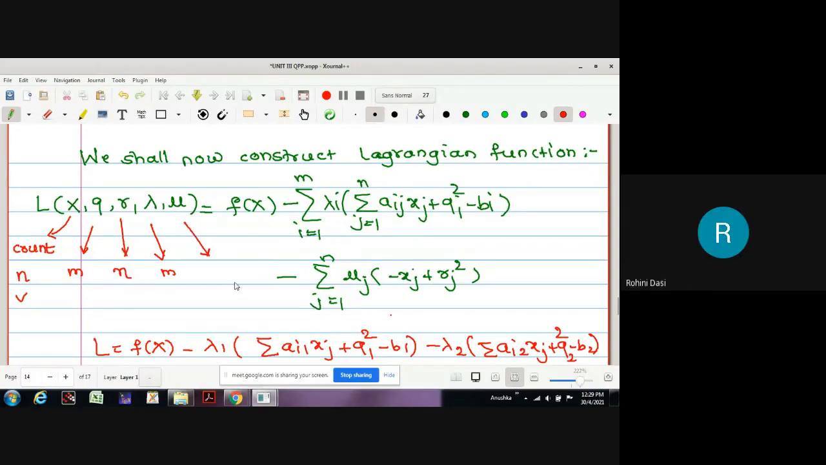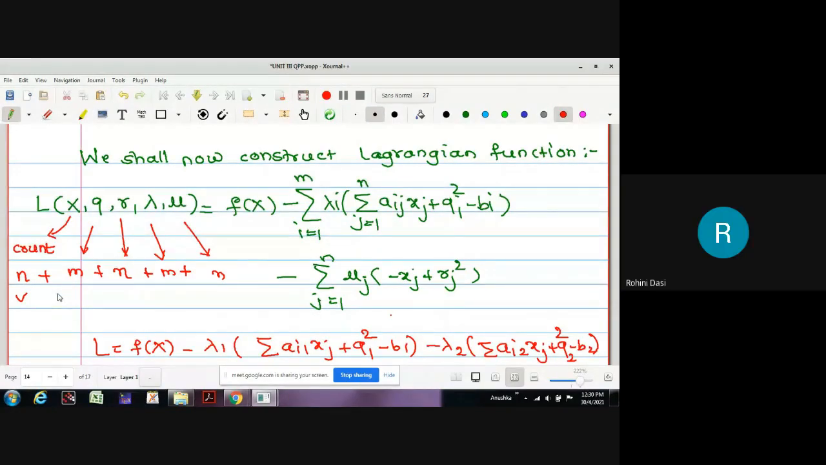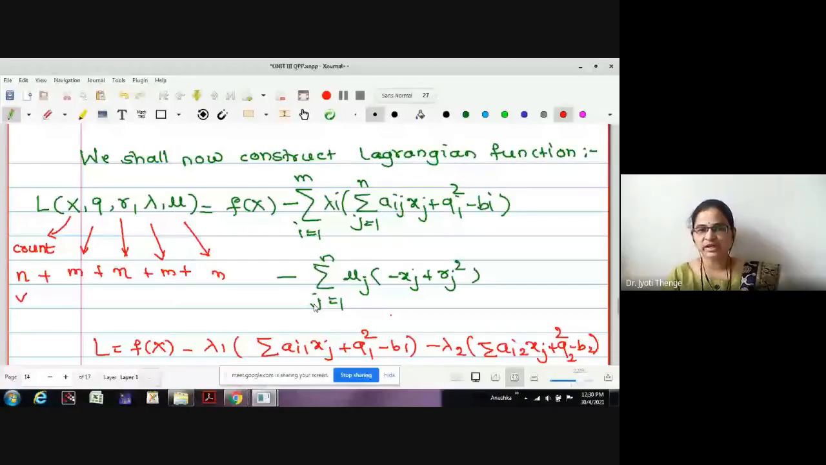N. Yes, it is N. These many number of variables are there in your Lagrangian function. Getting me? Yes, ma'am. Should I go for the next point then? If the construction is clear to everyone.